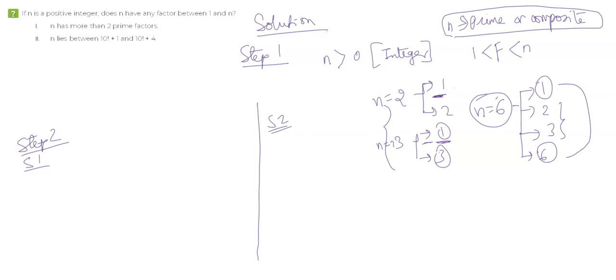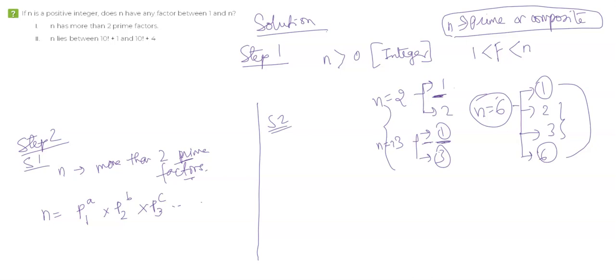Okay, so keeping this in mind, let's analyze the first statement, which is: n has more than 2 prime factors. If n has more than 2 prime factors, then that means that n can be written as something like this: p1 to the power a into p2 to the power b into p3 to the power c, and so on, more than 2 prime factors. So it could have prime factors p1, p2, p3.